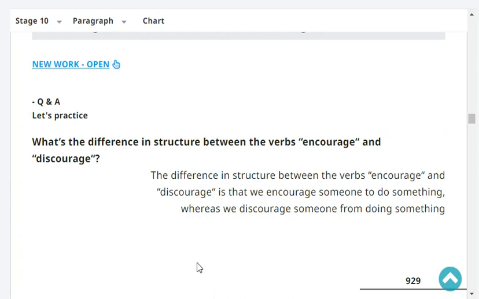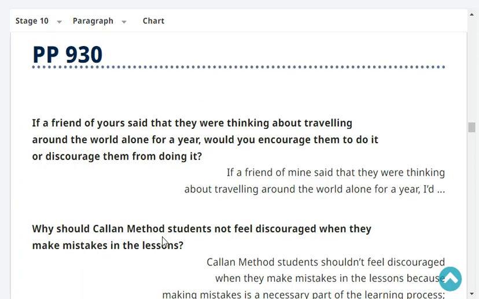What's the difference in structure between the verbs encourage and discourage? The difference in structure between the verbs encourage and discourage is that we encourage someone to do something, whereas we discourage someone from doing something.